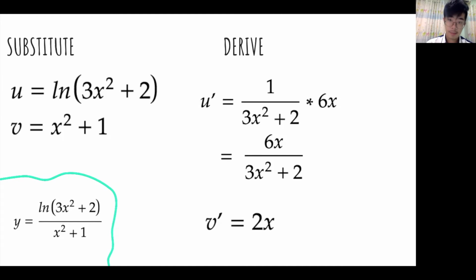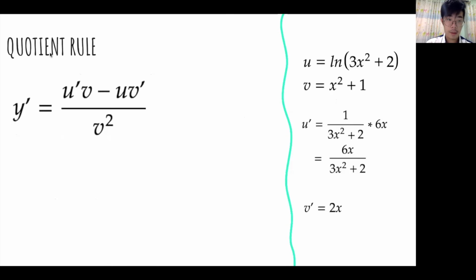Now the next step is to do the quotient rule. And what this means is that we're going to have to place u and v and their differentiated values in this equation, which is going to be u prime multiplied by v subtracted by u multiplied by v prime, over v squared. And when you substitute these values, you're going to have something that looks like this.